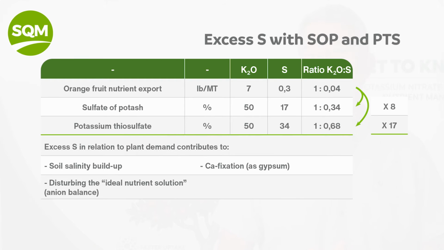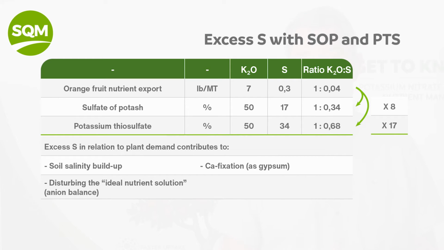If we look at potassium sulfate, the second potassium source, and we look at the extraction by an orange fruit, you can see that it requires 7 pounds of K2O per metric ton and only 0.3 of sulfur per metric ton. And that ratio of K2O to S is 1 to 0.04. If you fertilize that crop using potassium sulfate, you are introducing 8 times more sulfur than the plant requires.